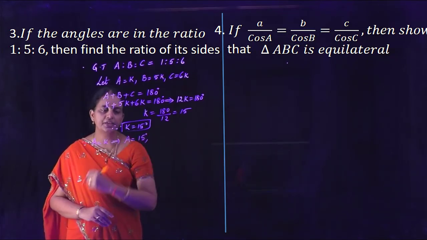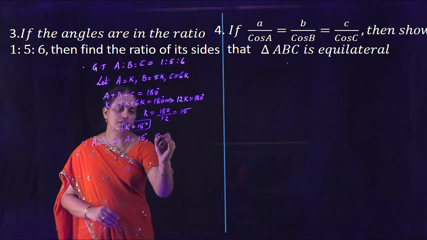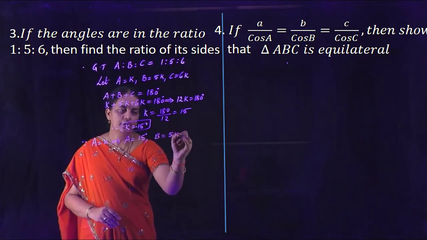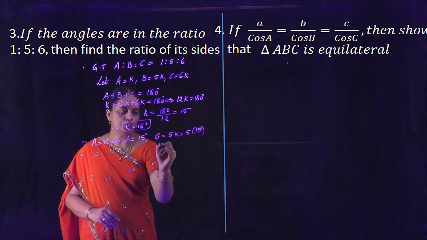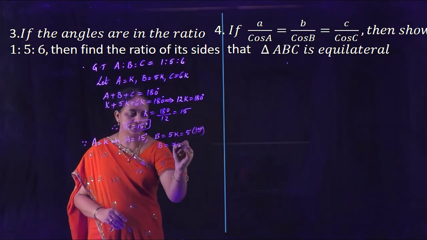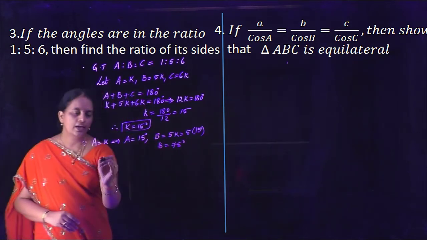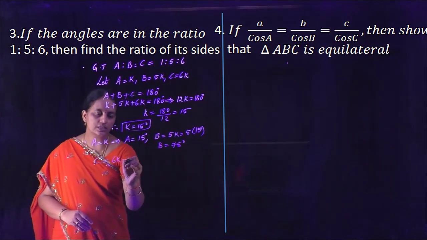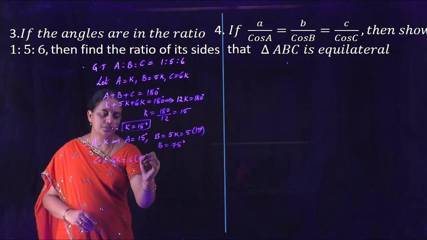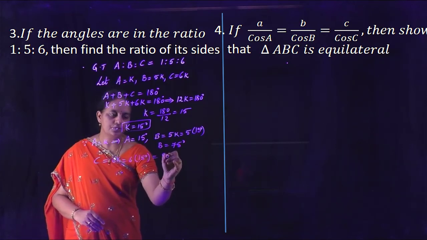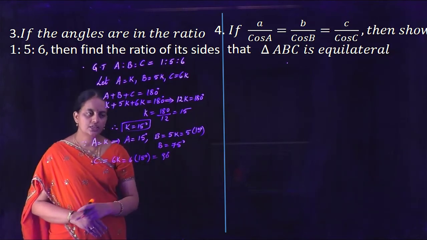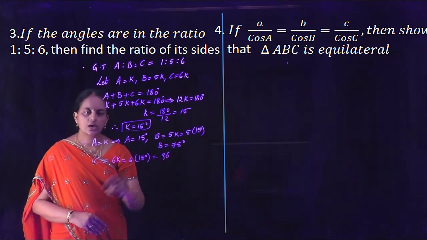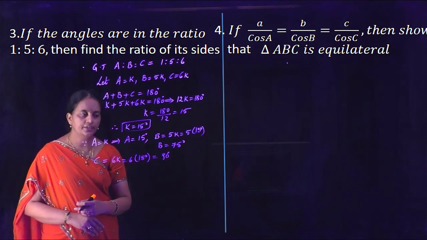Angle B is equal to 5K. Here K means 15 degrees. Hence, B is equal to 15 fives are 75 degrees, and angle C is equal to 6K, 6 into 15 degrees, which is 15 sixes are 90 degrees. So A is equal to 15 degrees, B equal to 75 degrees and C is equal to 90 degrees.